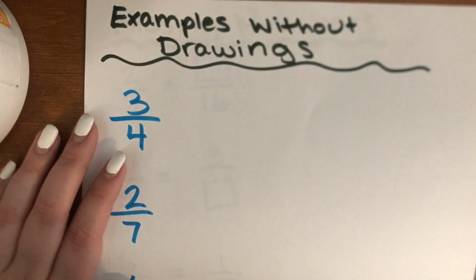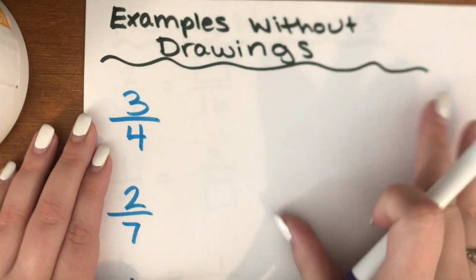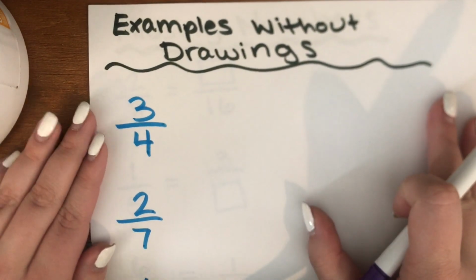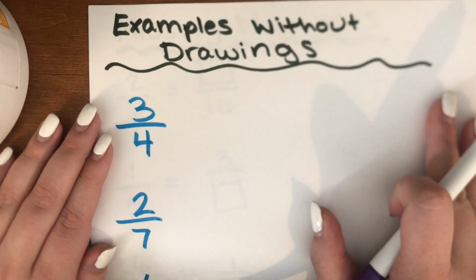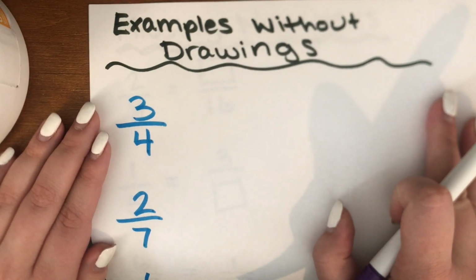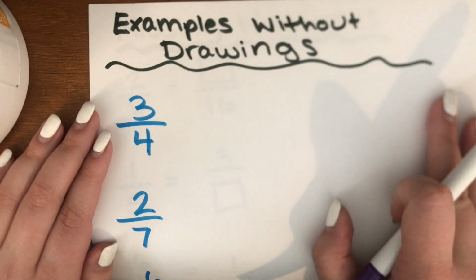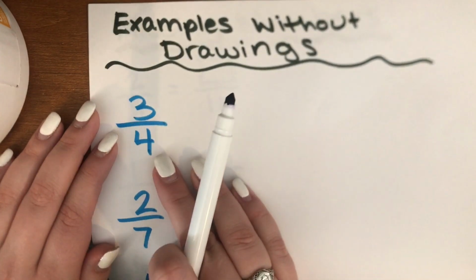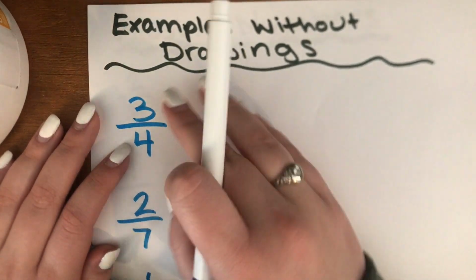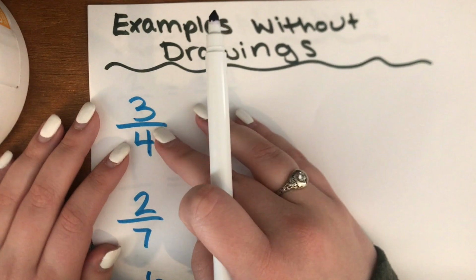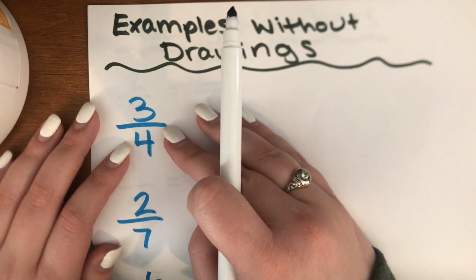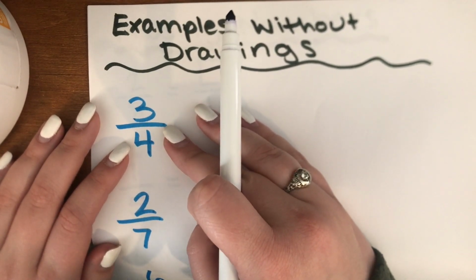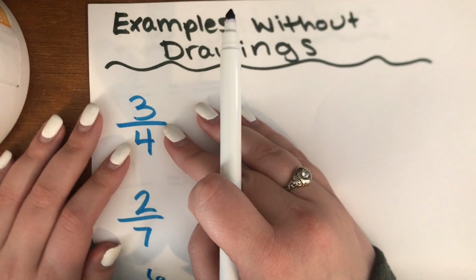So now let's look at some examples without drawings. So in this case, I have two options I can do without drawing. I can either multiply or divide my fraction. Now looking at my first fraction here, 3/4, there's not a number that these two parts of my fraction have in common that I could divide them by. So I'm going to multiply.